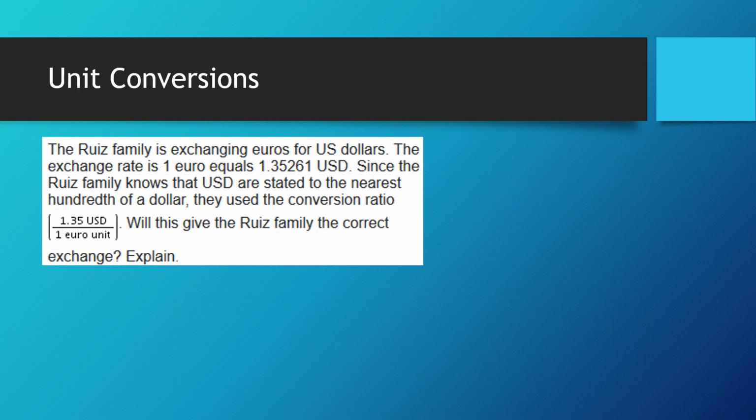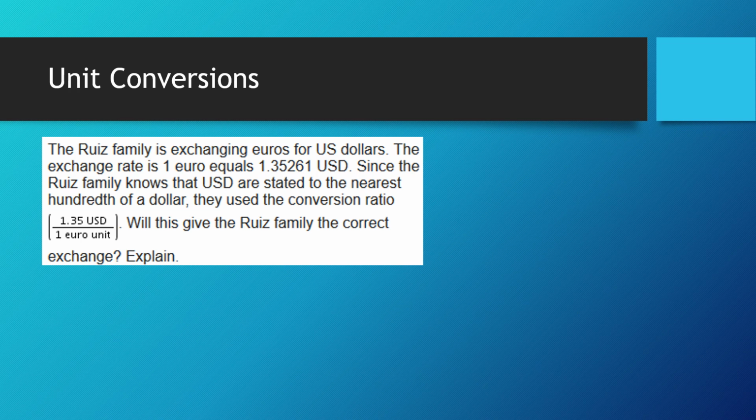So for this example, we're not actually going to work anything out. I just want to talk real quick about when to round in a problem. This goes for pretty much anything we would do. The Ruiz family is exchanging euros for dollars. The exchange rate is 1 euro equals 1.35261 US dollars. Since the Ruiz family knows that US dollars are stated to the nearest hundredth of a dollar, they use the conversion ratio 1.35 US dollars is equal to 1 euro. Will this give the Ruiz family the correct exchange?